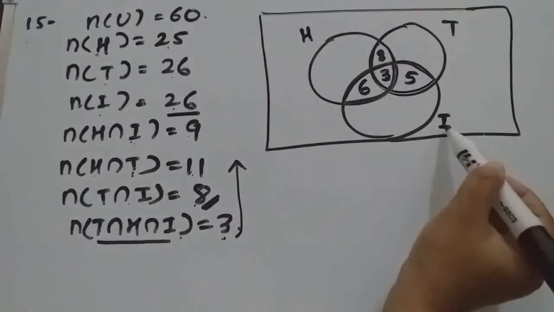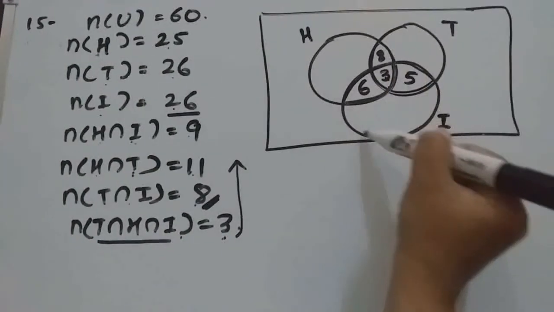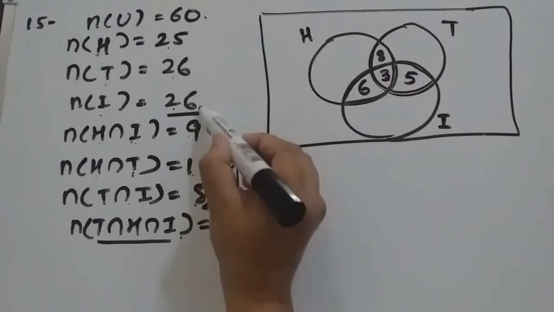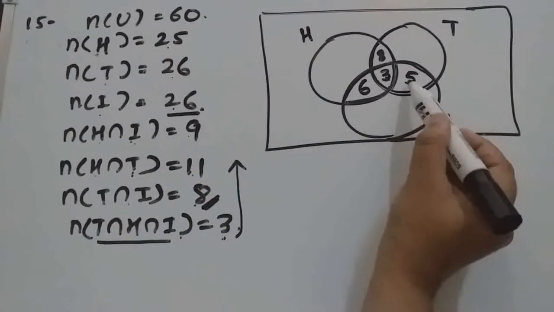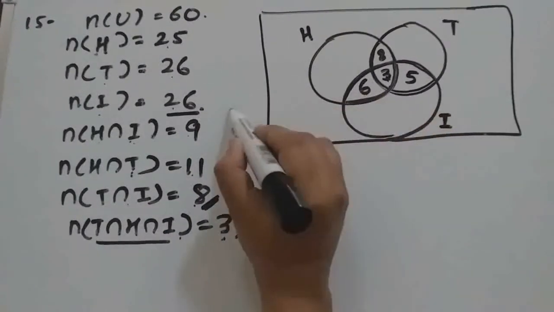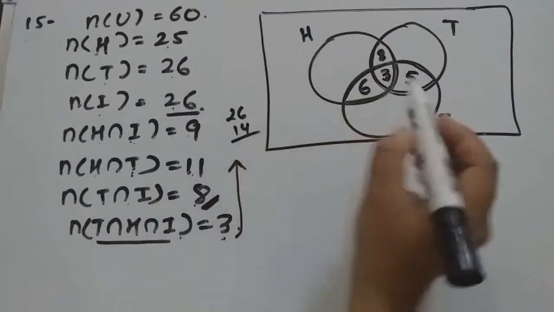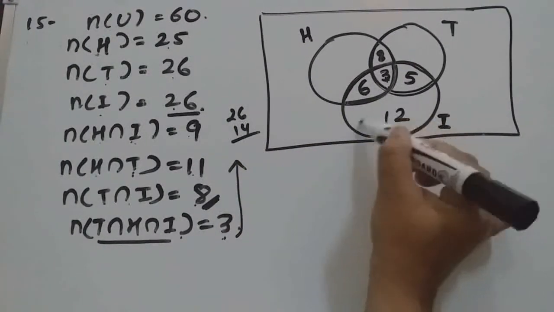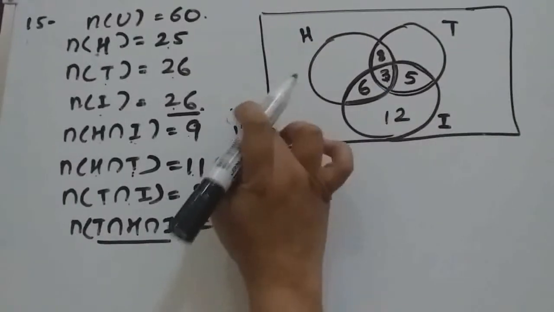Now out of 26, I means this complete circle, so in N of I, this 26, we already counted here 5 plus 3 is 8, plus 6 is 14, so 26 minus 14 will be 12. So this region will be 12 only, isn't it?